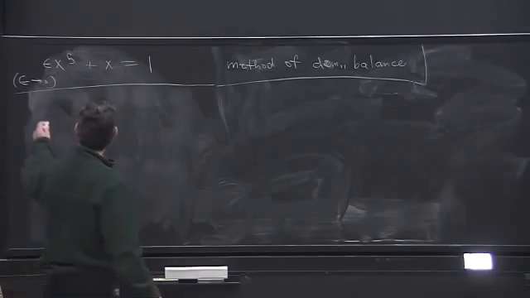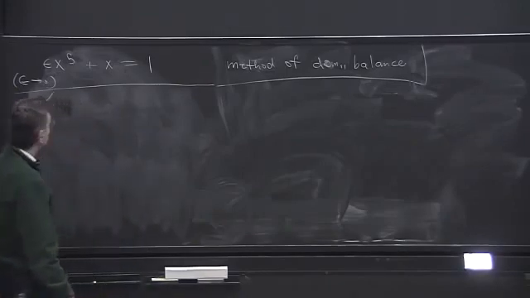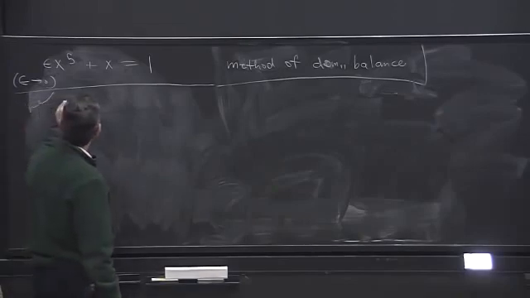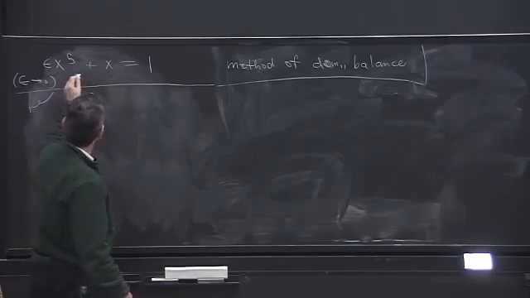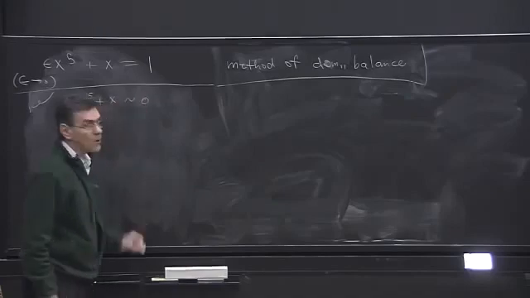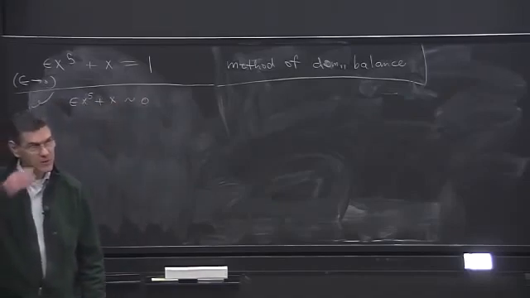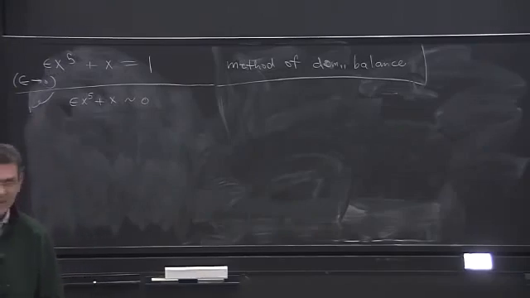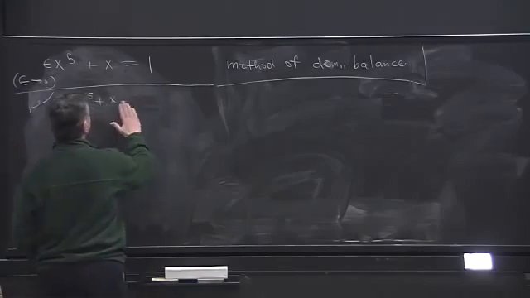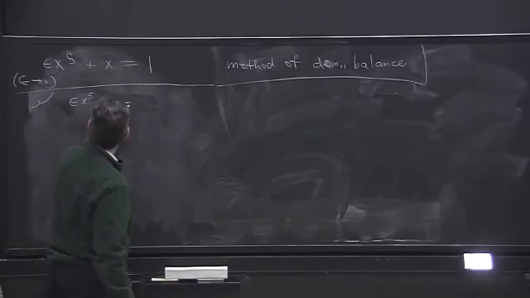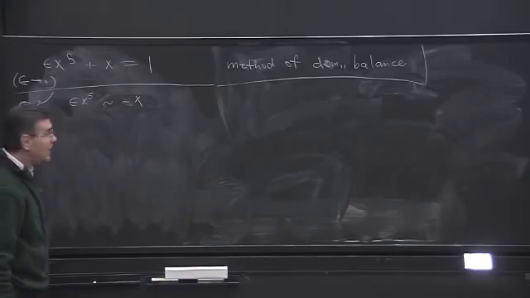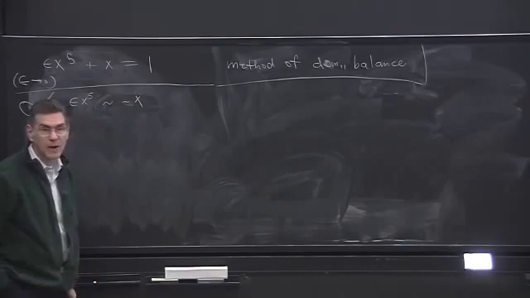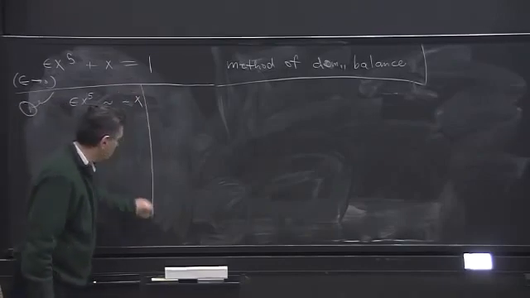The first possibility is that 1 becomes negligible. We can throw away 1. And then epsilon x to the 5, plus x, would be asymptotic to 0. Oh, wait a minute. Excuse me. Nothing is asymptotic to 0. So let's be more careful. If we can throw away 1, then it must be that epsilon x to the 5 is asymptotic to minus x. That's one possibility. We don't know if that's a correct possibility.